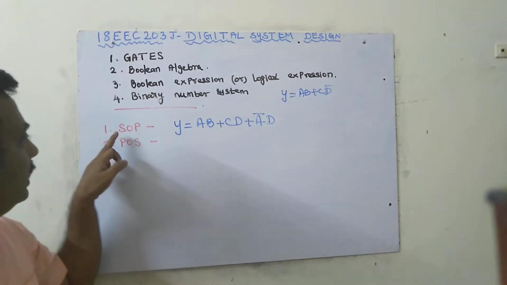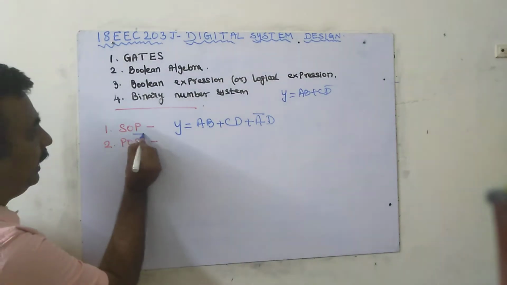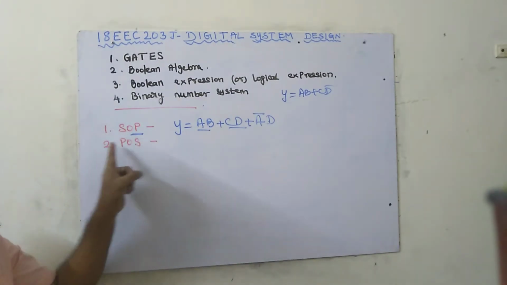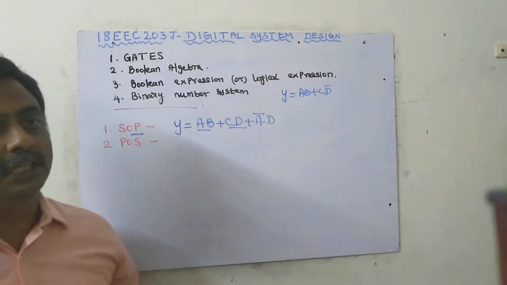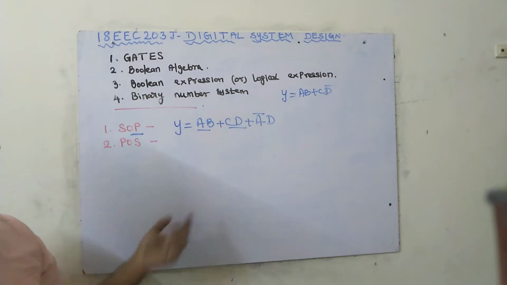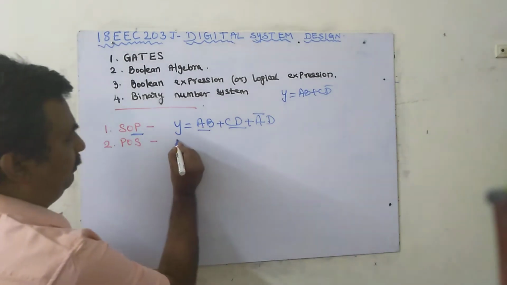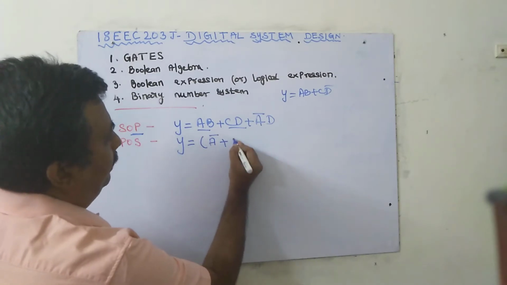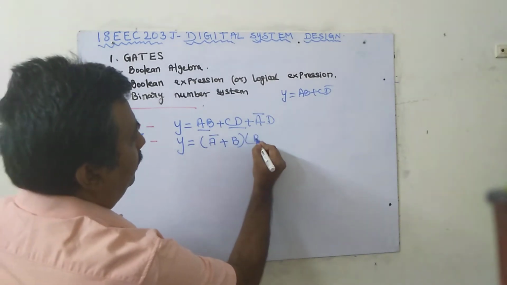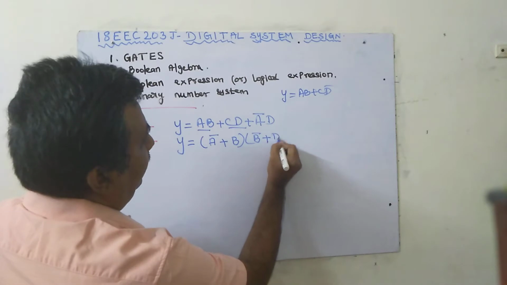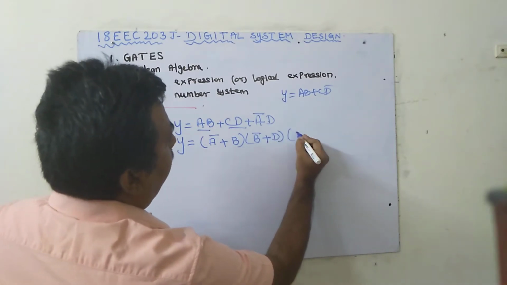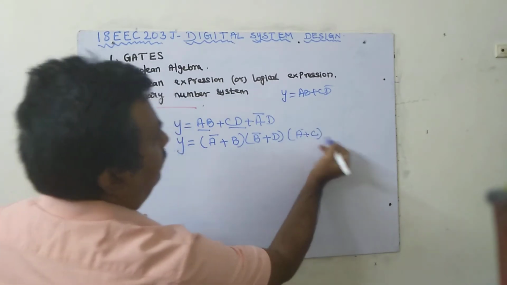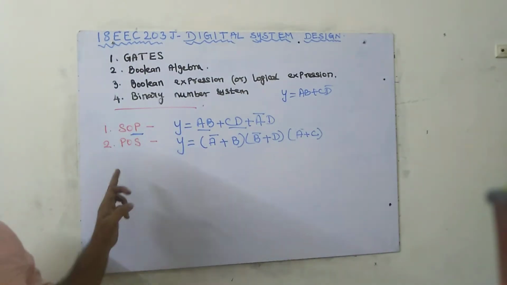So this is called sum of product. First we take the products, then we sum the products. So this equation is called sum of product. What is product of sum? Same thing. For example, Y equal to (A bar plus B) into (B bar plus D) into (A bar plus A plus C). This equation is called product of sum.